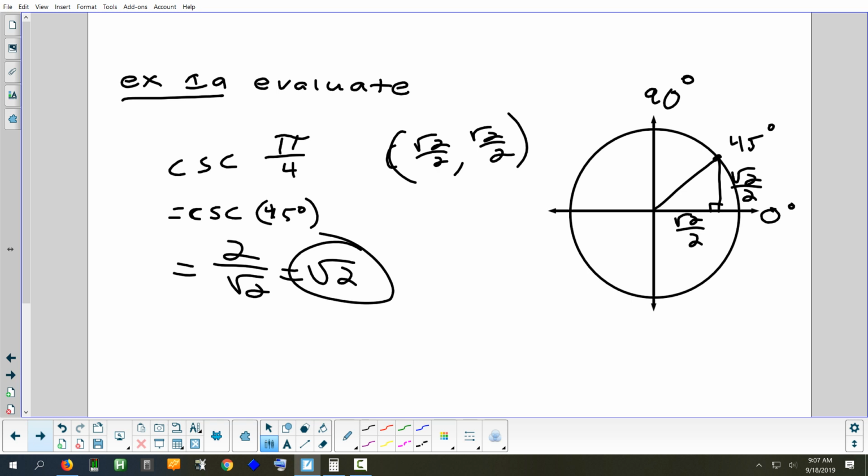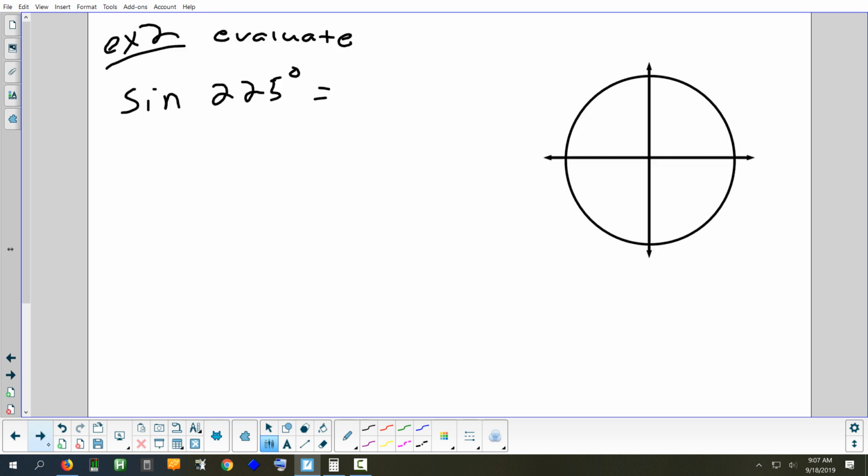Like I said, for the 45s, you don't need to sketch it as much. I can do it if it's helpful. It's more important with the 30s and the 60s, because then you have to get the 1/2 and the root 3 over 2 in the right order. Okay, let's try 225.